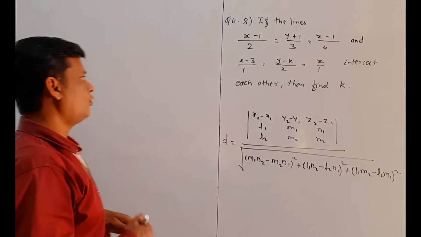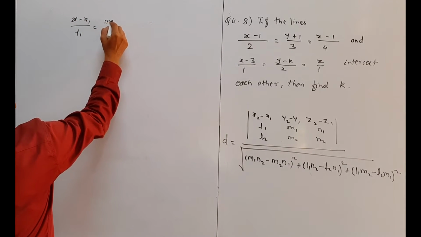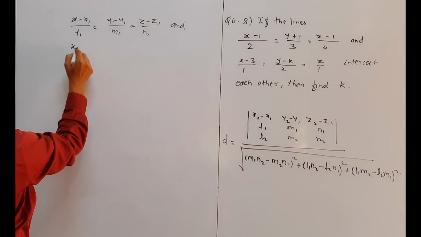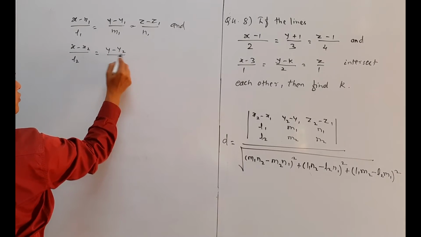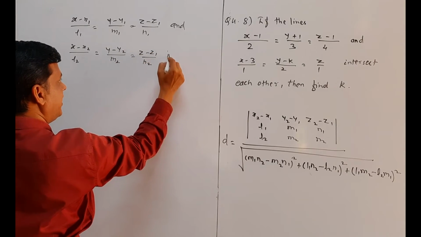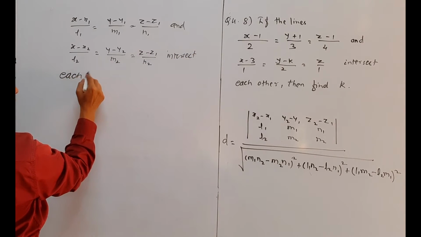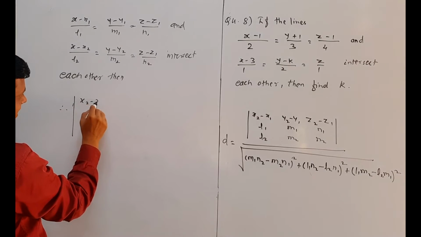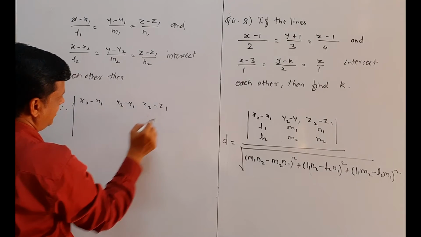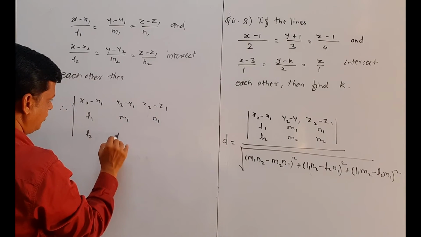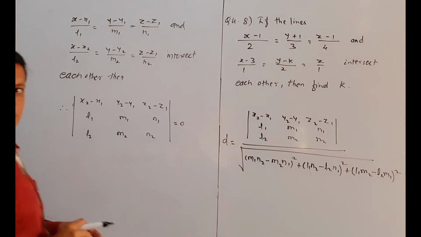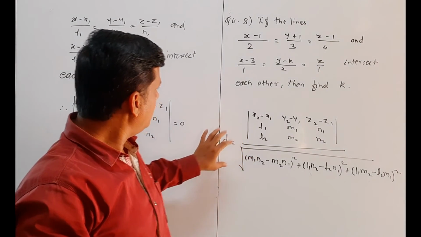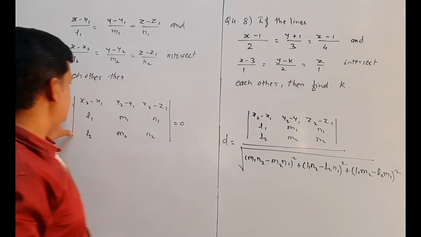So we know that when two lines x minus x1 upon l1, y minus y1 upon m1, z minus z1 upon n1 and x minus x2 upon l2, y minus y2 upon m2, z minus z2 upon n2 intersect each other, then this numerator is 0. Therefore, the determinant x2 minus x1, y2 minus y1, z2 minus z1, l1, m1, n1, l2, m2, n2 equals 0. Because 0 upon any number gives 0, that means we get d equals to 0 when the numerator is 0. So here these two lines are intersecting, that means this determinant equals 0.